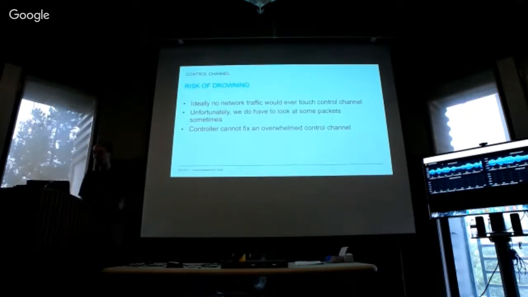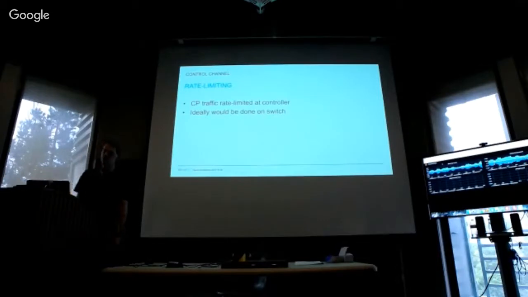But unfortunately, the control plane does have to look at some packets. We've got to learn MAC addresses. We've got to resolve next hops. But we try to keep that to a minimum. So the control channel is rate limited, but it's rate limited at the controller. And I think this is because Open vSwitch does not support OpenFlow metering. That's correct. Yeah. Coming in the next release. Great. Because, yeah, ideally that would be done on the switch.